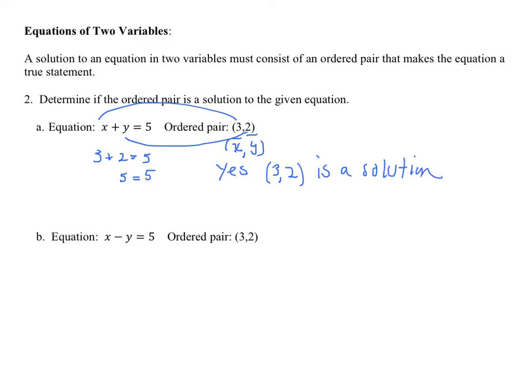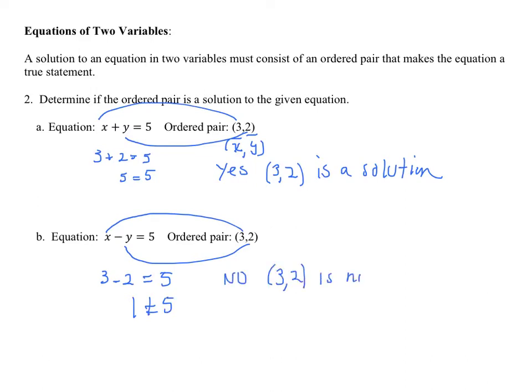Let's try the next one. x take away y equals 5. I'm going to put 3 in for x, 2 in for y. 3 take away 2 equals 5. Does not work. So no, 3, 2 is not a solution. So far we've graphed ordered pairs. Now we're determining whether an ordered pair is a solution to a linear equation.